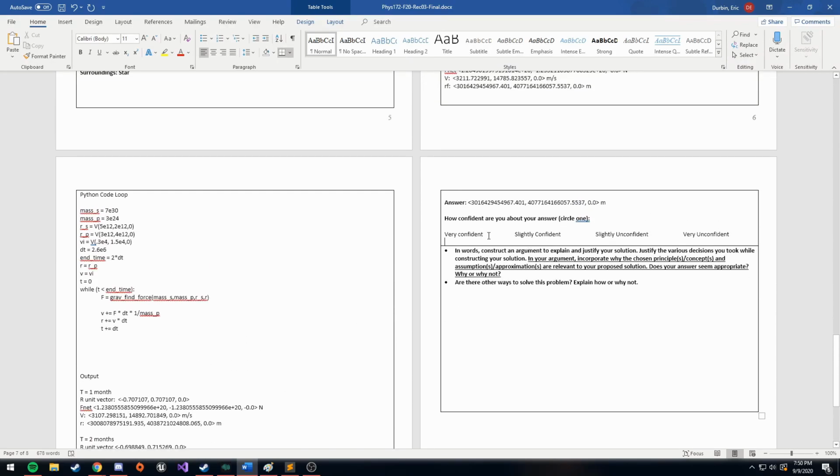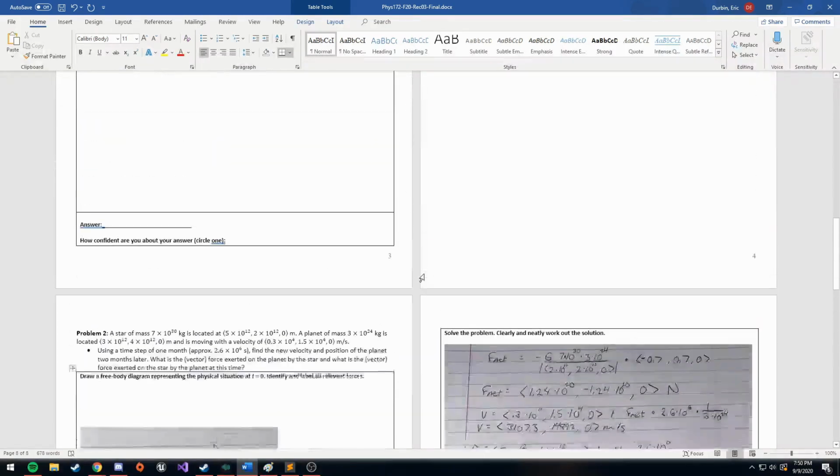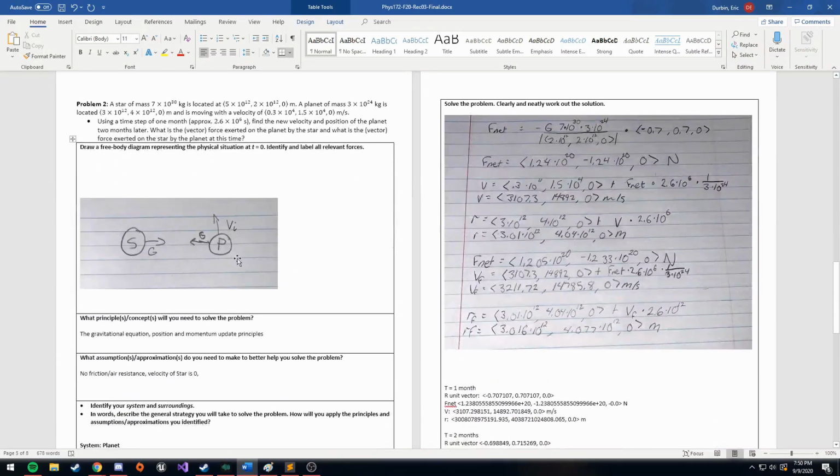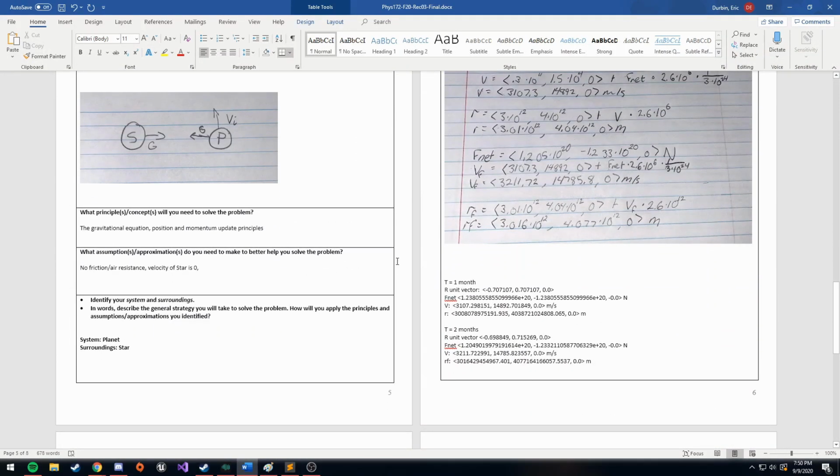Oh, I think I see my mistake. And what did you get for your y component of the F net? I pasted everything in the Discord. So the y component of F net at month 2 should be minus 1.233. Check mine, make sure.